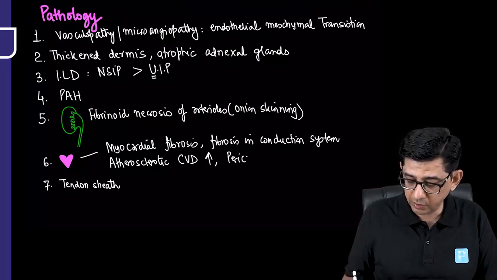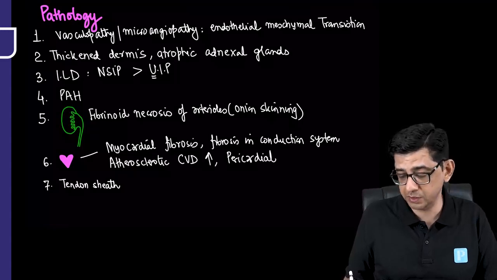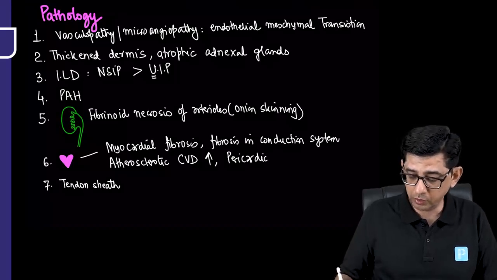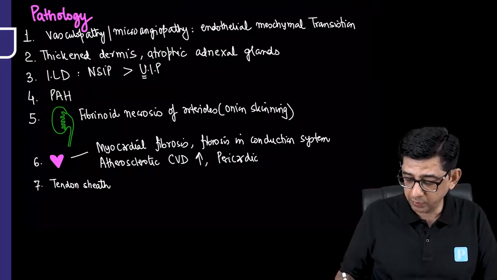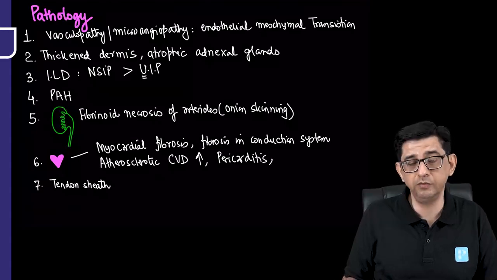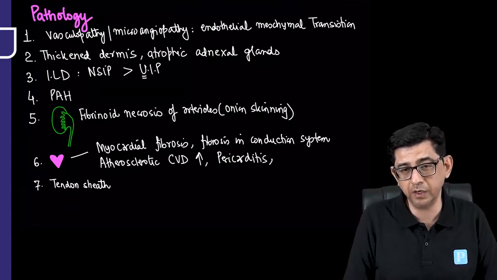Even the outside of the heart can be involved. All three layers of the heart can be involved. It could be myocardial fibrosis, it could be endocardial fibrosis, and important, even the pericardium can be involved. Because of that, there could be an auscultatory finding of pericardial friction rub developing in these patients. They might develop chest pain episodes. You might be thinking it's a myocardial infarction. It might turn out to be a pericarditis as well.